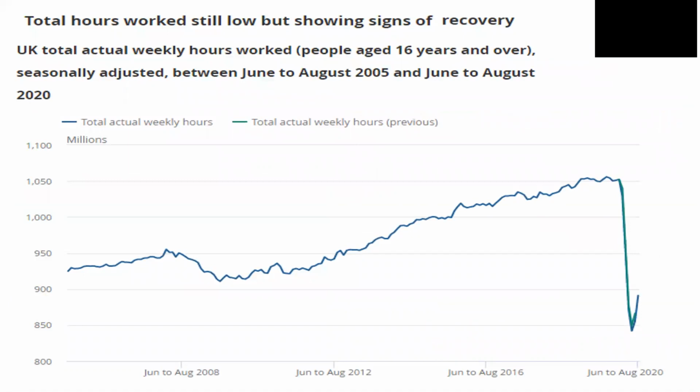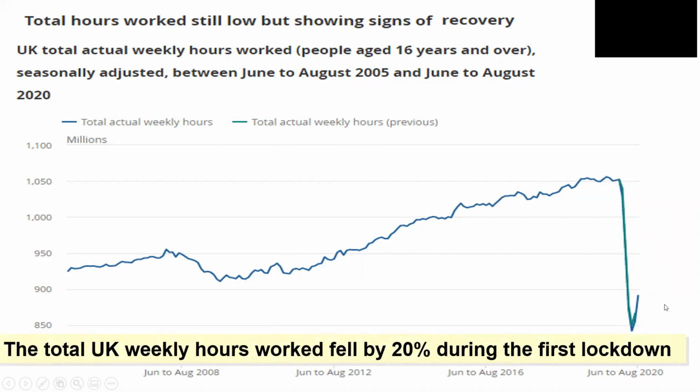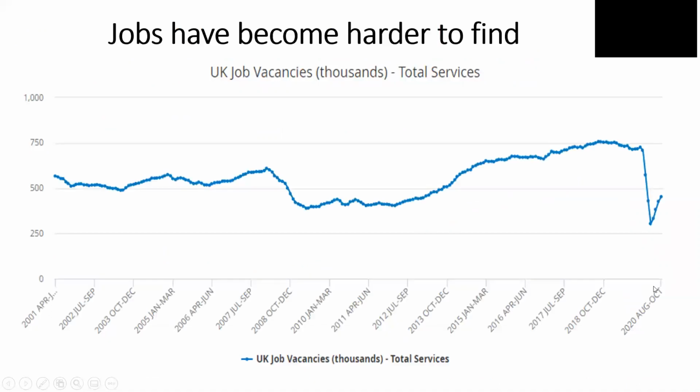We can see the impact of people not working so much during the first lockdown with this graph, which goes from June to August 2004 up to June to August 2020. And we see from 2011 onwards, the number of hours worked in the UK goes up, until we get to March 2020. Then all of a sudden we fall off a cliff when the lockdown happens. The number of weekly hours worked in the UK fell by 20% in just a few months during the first lockdown. We see it's gone back up, but that was before we went back into lockdown.